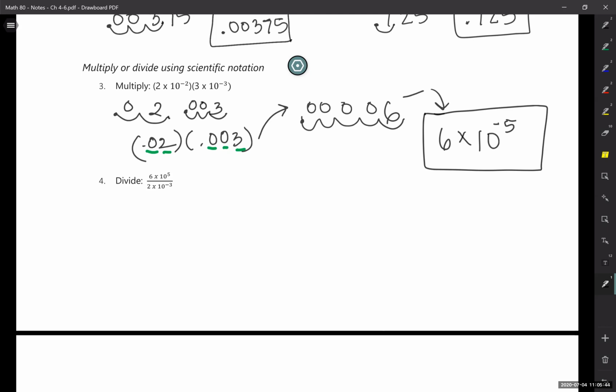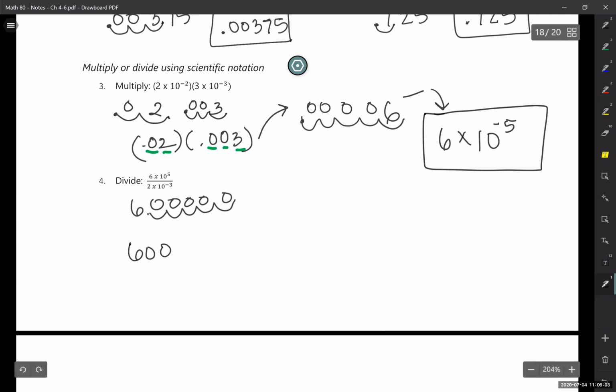Okay, for 4, we have 6 times 10 to the 5th. So I'm going to move my decimal 5 places. I'm going to make a very big number because this is positive. 1, 2, 3, 4, 5. So that gives me 600,000.